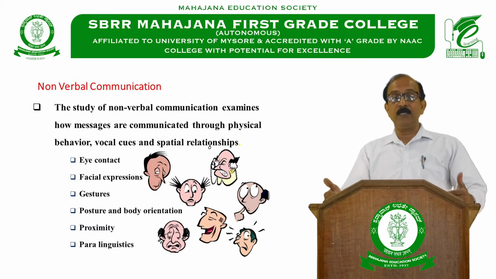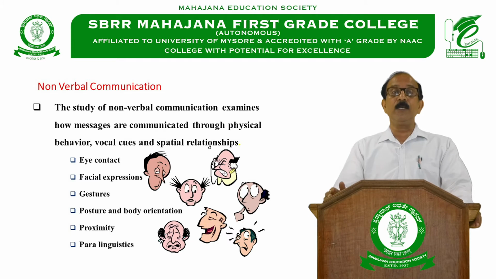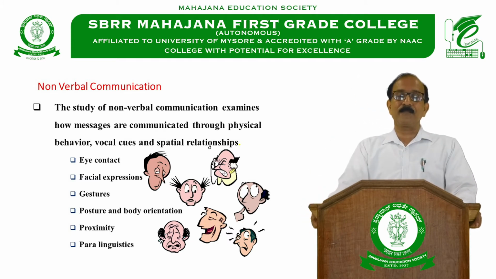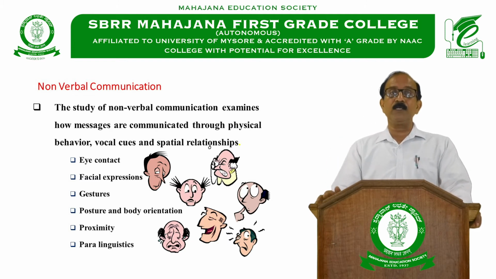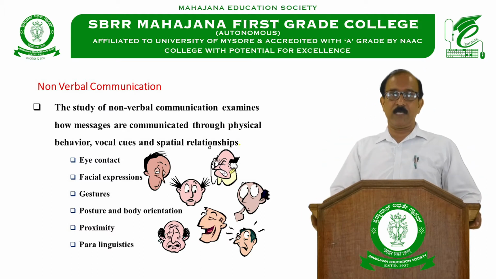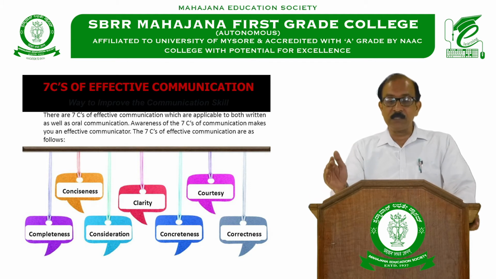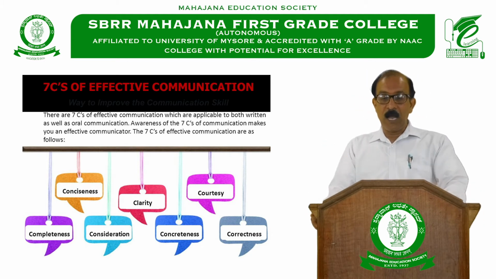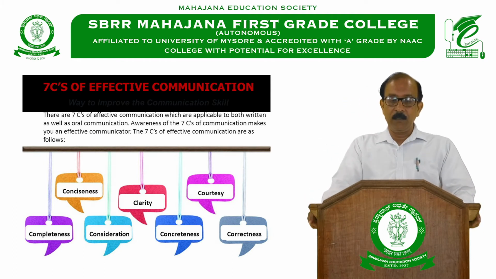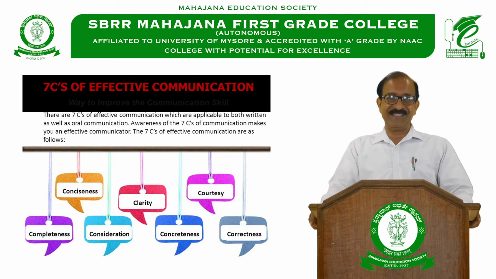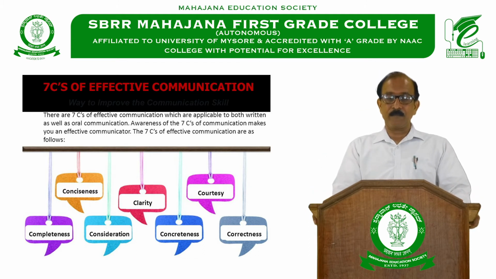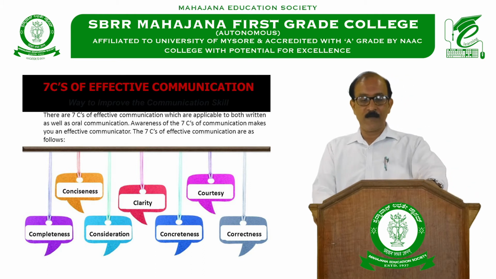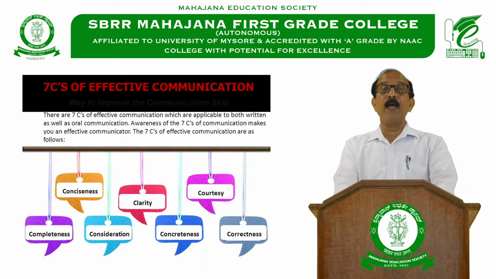So now coming to the next point. How should communication be effective? How are we going to improve our communication skills? If we want to improve our communication skills, we have to follow the 7 C's of communication. The 7 C's of communication are applicable to both written and oral communication. The 7 C's of communication affect communication in a fruitful manner.